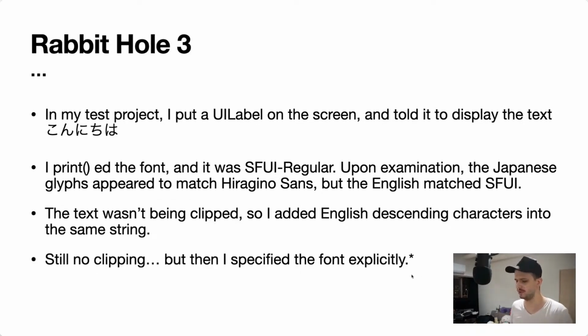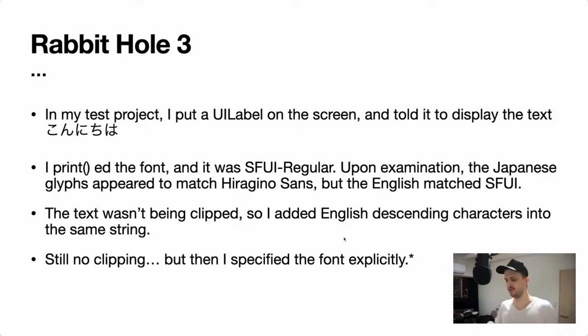The next rabbit hole. In my test project, I put a UILabel, stock standard, just on the screen and told it to display the text Konnichiwa. I printed the font and it told me it was SFUI regular, but upon examination, zooming in real close, the glyphs matched Hiragino Sans when they were Japanese, but the English matched SFUI.